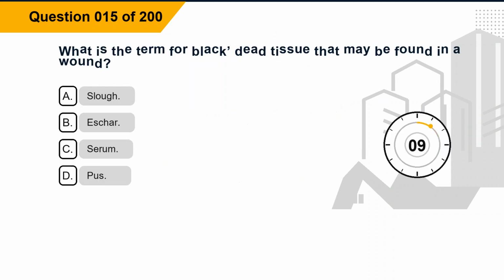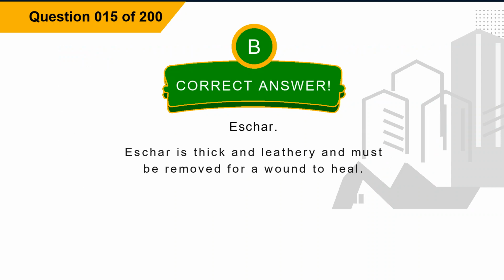Question 15. What is the term for black, dead tissue that may be found in a wound? Option A, slough. Option B, eschar. Option C, serum. Option D, pus. The correct answer is option B, eschar. Explanation. Eschar is thick and leathery and must be removed for a wound to heal.